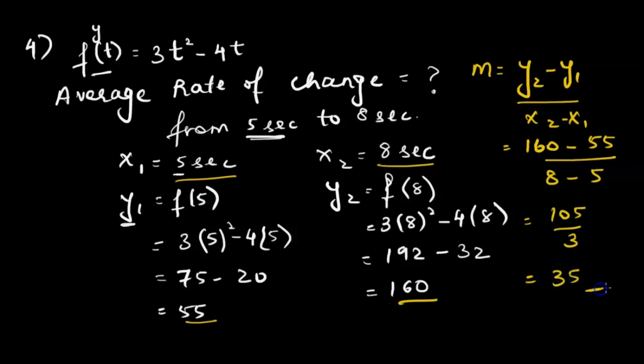We would put the units if we are given what f(t) is going to stand for. Let's say f(t) is given to us in meters because y value comes from f(t), so this is meters, and x value comes from time, that is seconds. Unit is going to be meters per second. And this is how we find out AROC when the question is given in the form of an equation.